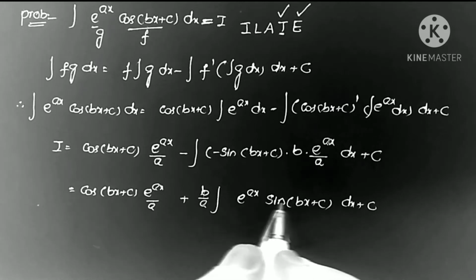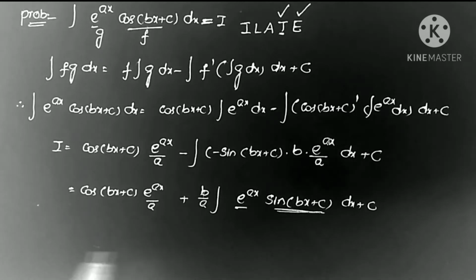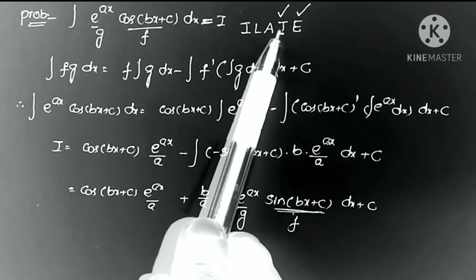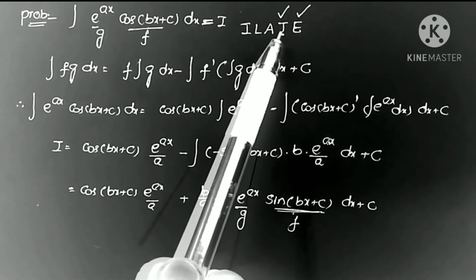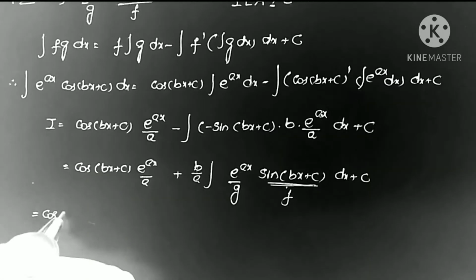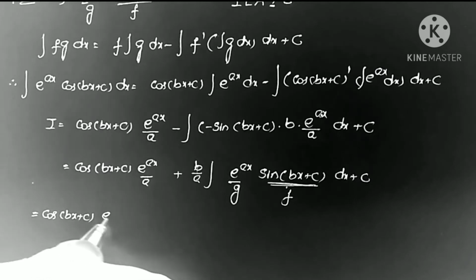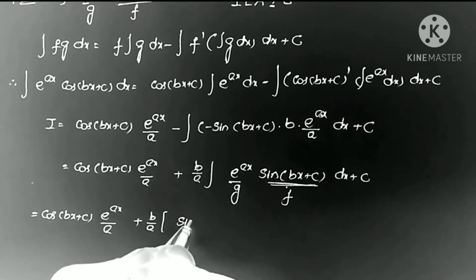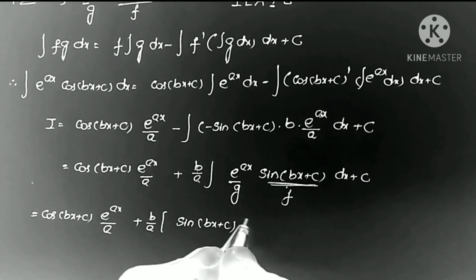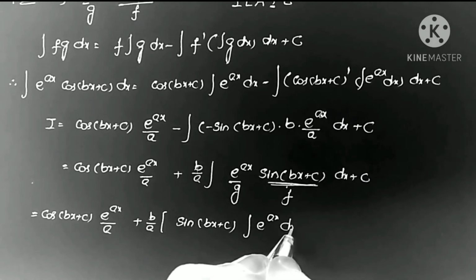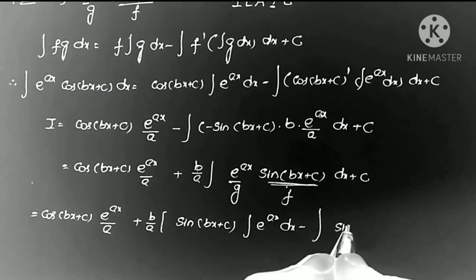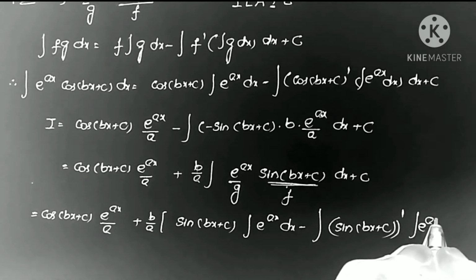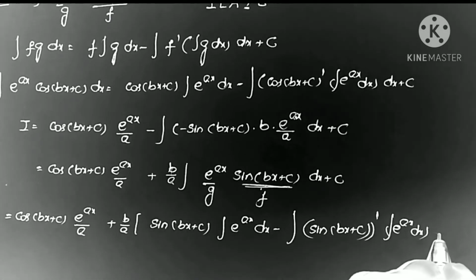Again this is the product of the two x functions, again applying the fg formula. So here the trigonometric function is f and the exponential function is g. Trigonometric f, exponential g. So the first function is trigonometric. So we are applying the formula: cos(bx plus c) into e power ax by a plus b by a into f into integral g, that is sin(bx plus c) into integral g, integral e power ax into dx, minus integral f dash, that is sin(bx plus c) whole dash, into integral g dx, integral e power ax into dx plus c.